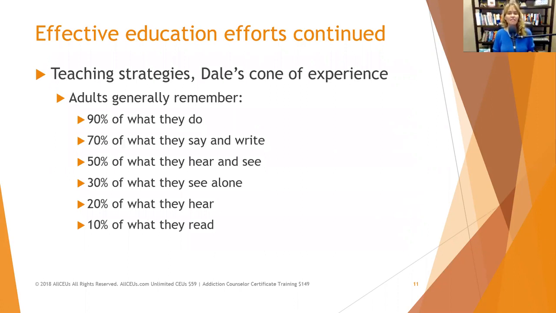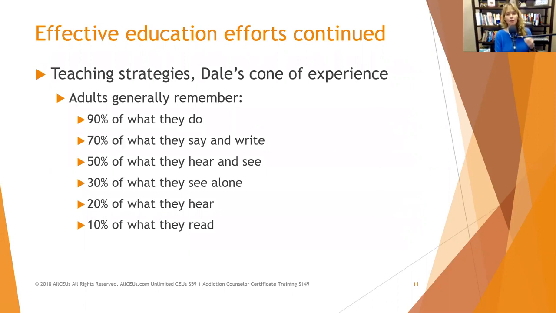They remember 70% of what they say and write. So, have them talk about things, talk in groups, propose questions, and ask for solutions to issues. They remember 50% of what they hear and see. So our lecture is good, but they're only going to remember about 50% of it. So just bear that in mind when you're trying to teach something.